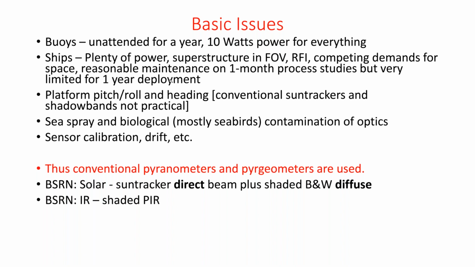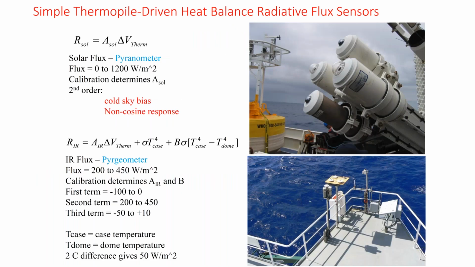On ships and buoys, you have pitch and roll and heading variations, so you can't use conventional sun trackers and shadow bands. You also have sea spray and biological contamination of the optics. And then over a year, of course, you have sensor calibration drifts, etc. So we use conventional pyranometers and pyrgeometers, pretty low-tech devices compared to BSRN methods.